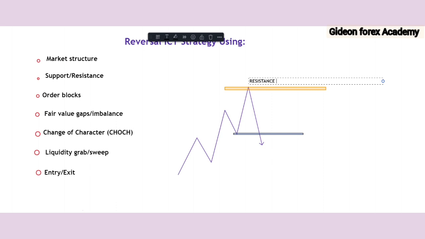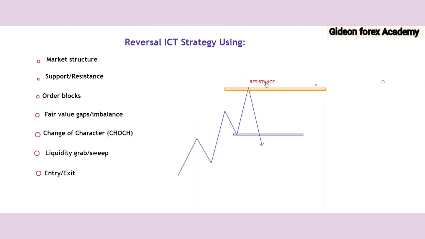This is our resistance area. Change that to red. Okay, so this is the resistance area. Resistance is the area where price has failed to break above previously. Price tried here, it failed to break above.